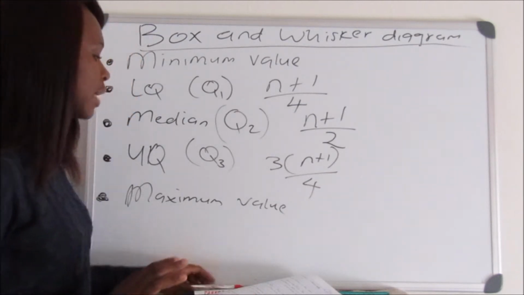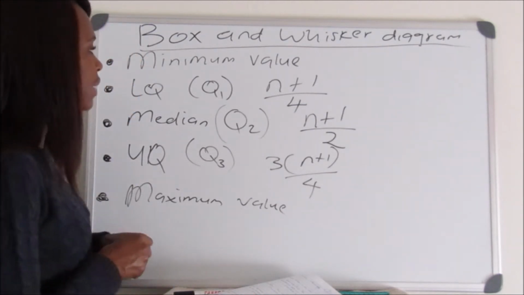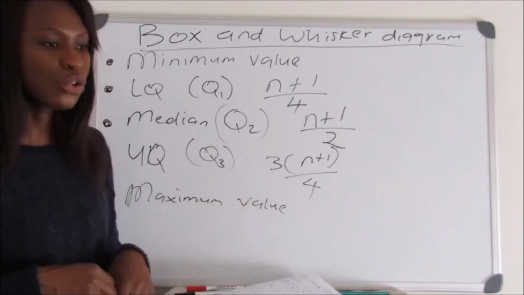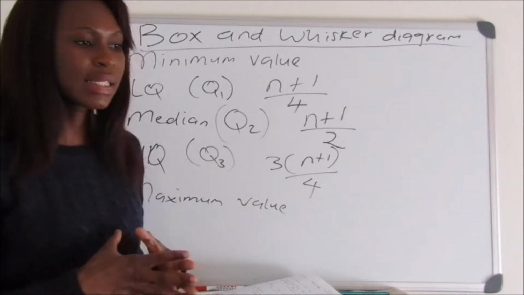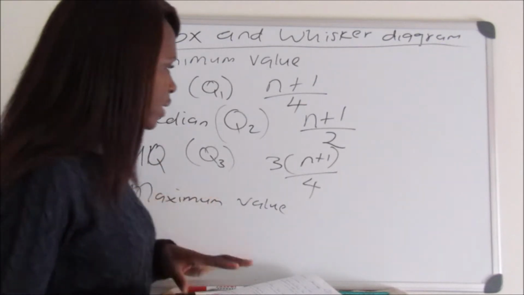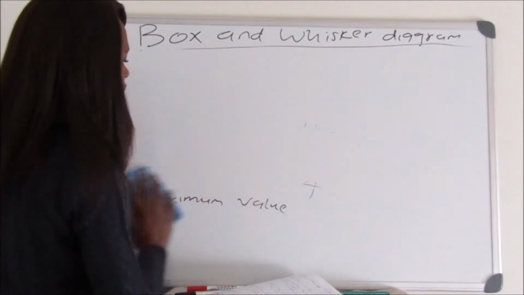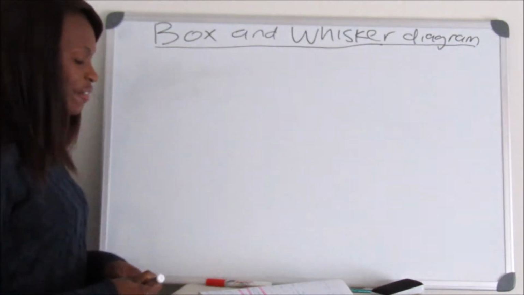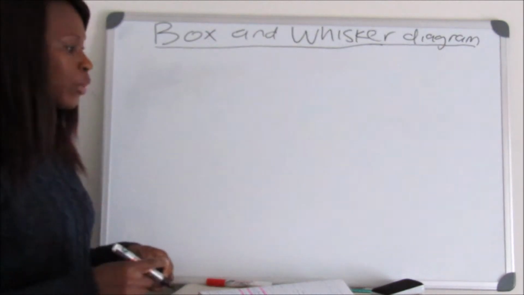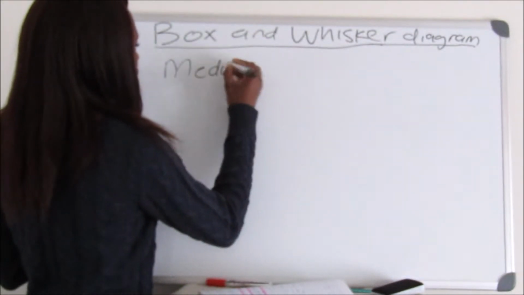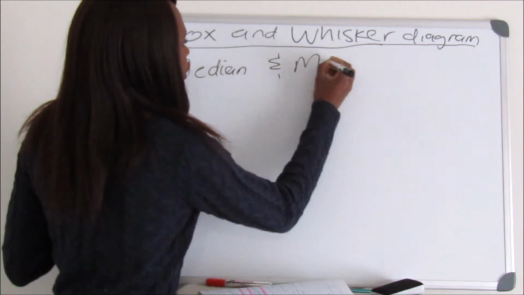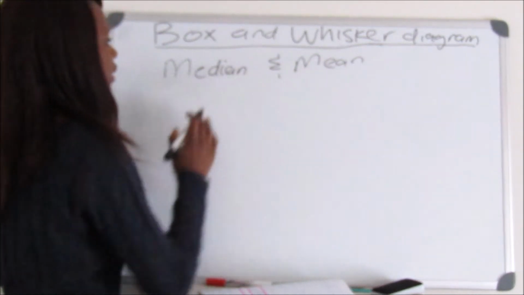But with the box and whisker diagram, there are questions where you must analyze the diagram that you have drawn. When we need to analyze the box and whisker diagram, let me just erase this quickly so that I can show you things that are needed to analyze the data that you are given. If you are asked to analyze the box and whisker diagram, the things that you have to take into consideration are your median and your mean. Because these two mostly determine which way your graph will be skewing.